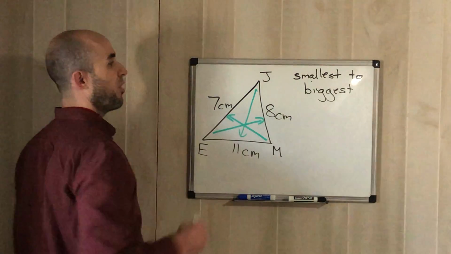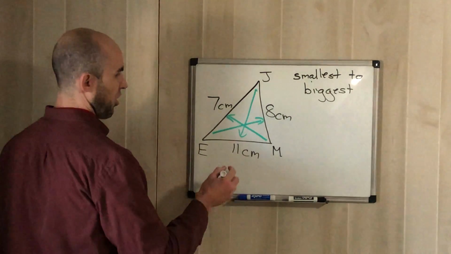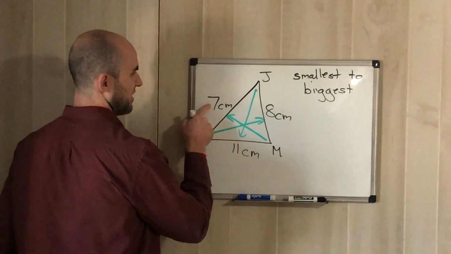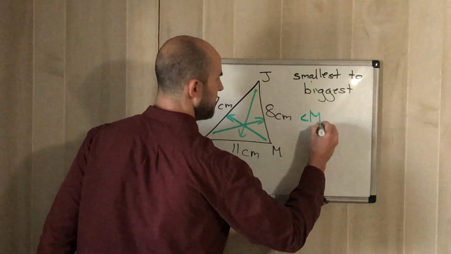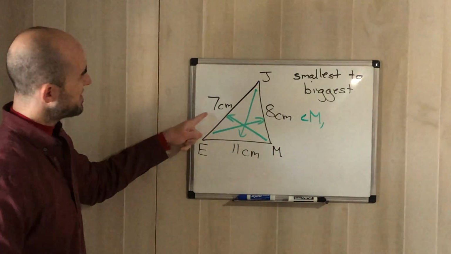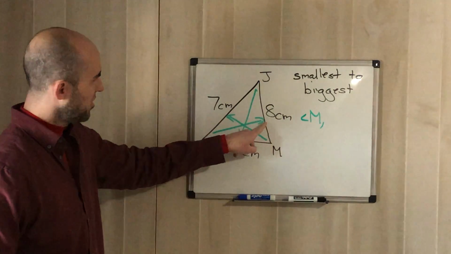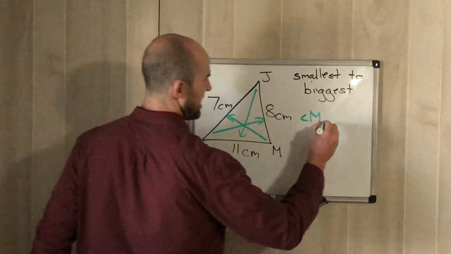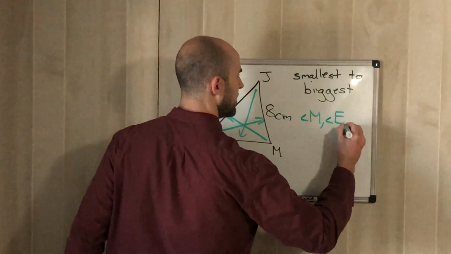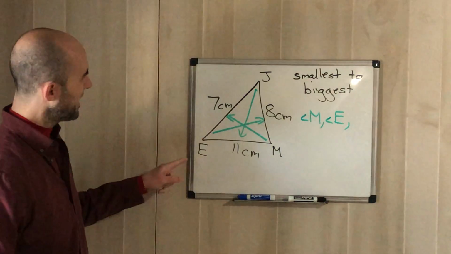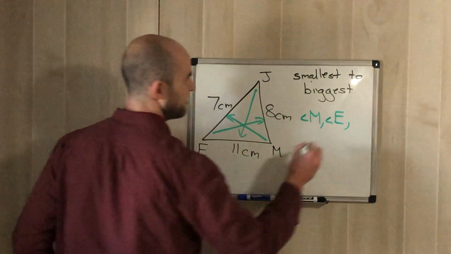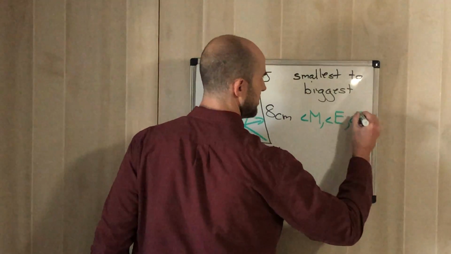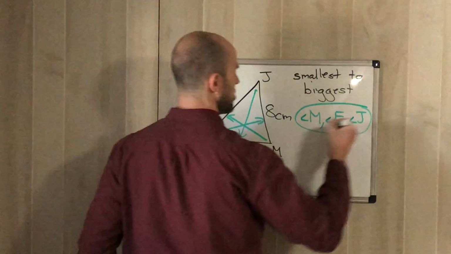And now since we want to go from the smallest to the biggest, our smallest side is 7. The 7 goes with the M, so our smallest angle is M. Next, after the 7 comes the 8. The 8 goes with E, so E is our middle angle. And then we see that our biggest side is 11. The 11 goes with angle J. And we're done. Just always that order, guys.